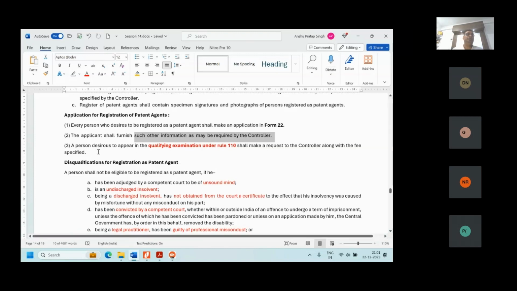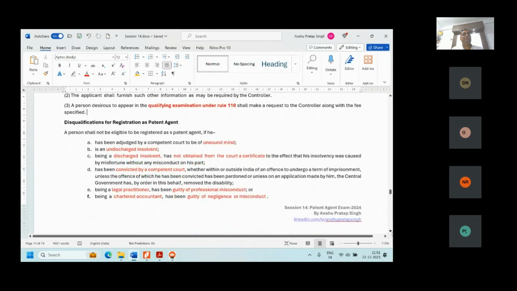Now, this you all have done. A person desirous of appearing in the qualifying examination under Rule 110, as the examination is being conducted under Rule 110, shall make a request to the controller along with the specified fee. You have already made the request and paid the fee, and are now waiting to receive the admit card.